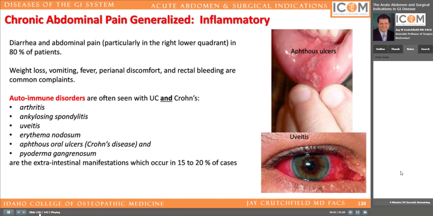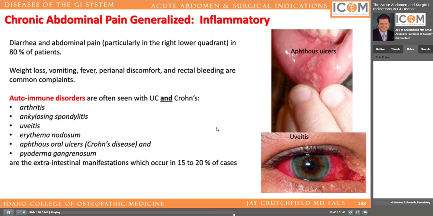So when we talk about inflammatory bowel disease, we note that diarrhea, chronic abdominal pain, and alternating constipation and diarrhea can also occur. But as mentioned, the diarrhea and the pain usually occurs in the right lower quadrant in 80% of patients suffering from Crohn's disease, i.e. terminal ileitis. Weight loss, fever, vomiting, perianal discomfort from perianal fistulas, and rectal bleeding are common in both complaints. But remember, the rectum is usually involved in ulcerative colitis, whereas the rectum is not usually involved in Crohn's, although it can occur in the rectum.